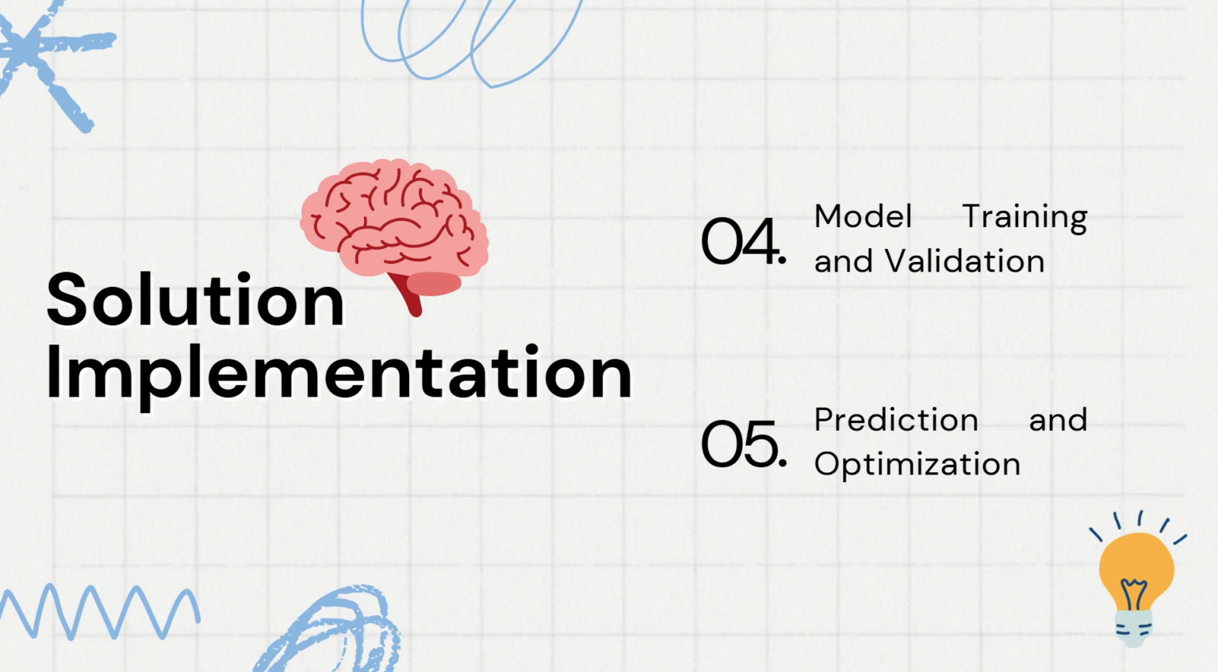Next, we move to the fourth step, which is model training and validation. With our model selected, we split our data into training and testing sets. We train the model on the training data, adjusting its parameters to minimize errors. Then we validate the model's performance using the testing data to ensure it generalizes well to new or unseen data.